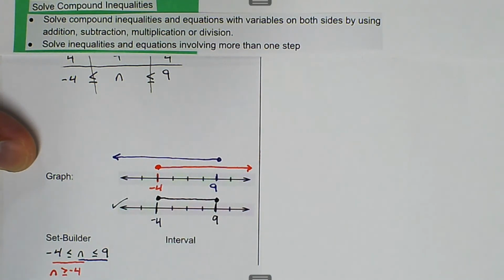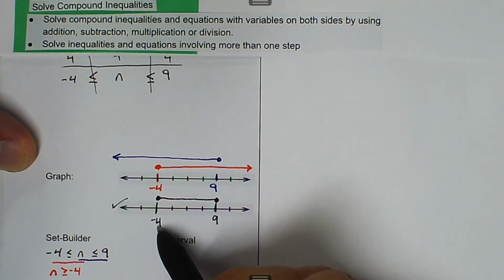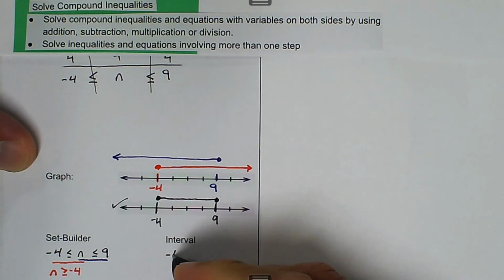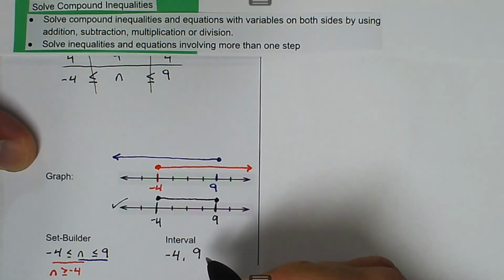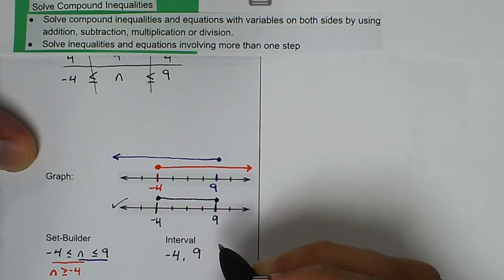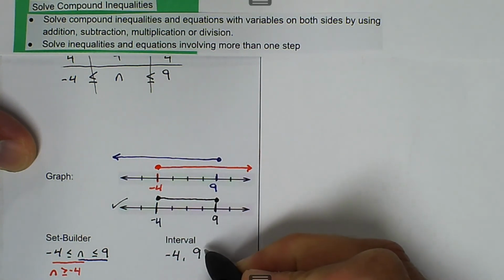And then in interval notation, we have to start from our low end, which in this case is negative 4, and we have to go to our high end, which is 9. And in this case, we should have a bracket for both, so we should include both numbers.